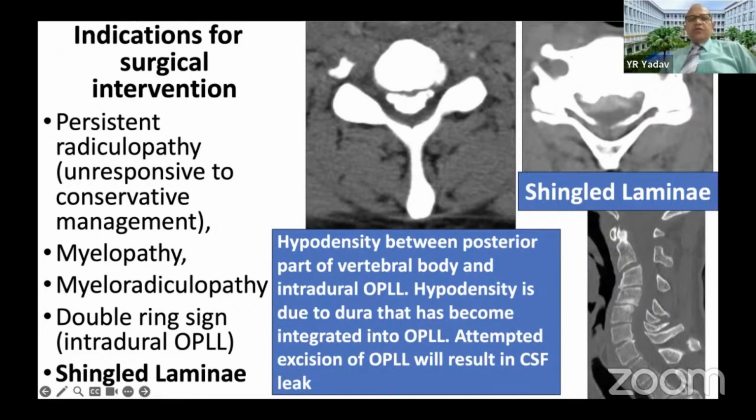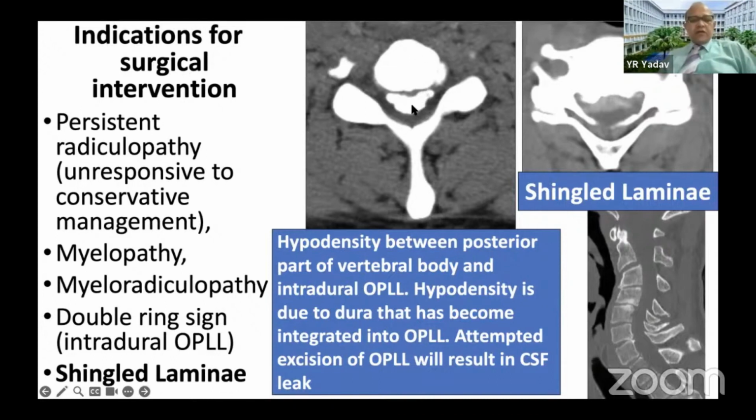So that means if you try to do surgery in these cases, you will tear the dura and there will be CSF leak. So in these cases, even if the compression has extended more than 50% of the canal diameter, it is not safer to take anterior approach, although the lesion is from anterior side.